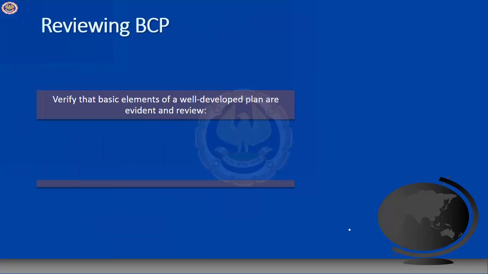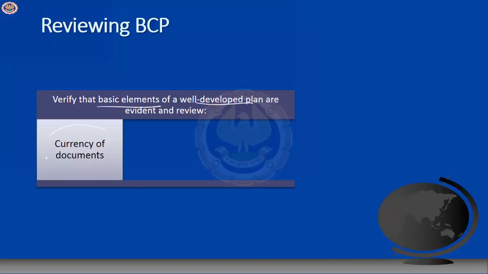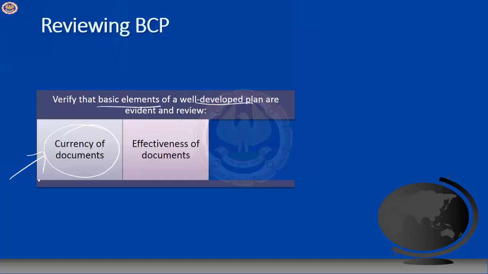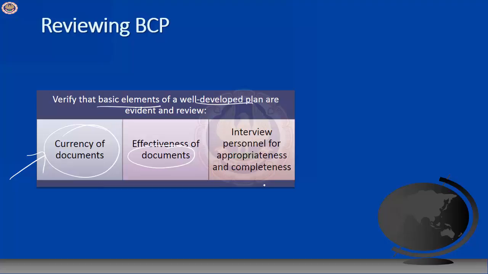When you're reviewing a BCP, what are the aspects you will check? You will check what the management is supposed to have done, have they actually done, and whether it's providing the results. So you look at the basic elements of a well-developed plan and check whether the documents are current and up to date, because the BCP, which is outdated, is useless. You look at the effectiveness of the document, whether documents actually communicate and reflect the reality, the existing scenario of the enterprise.